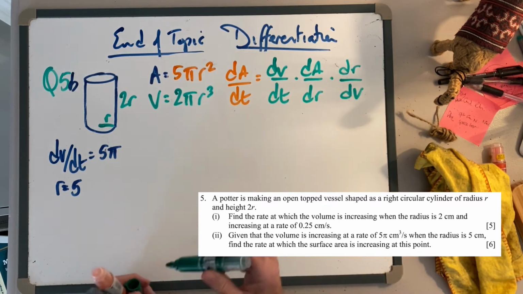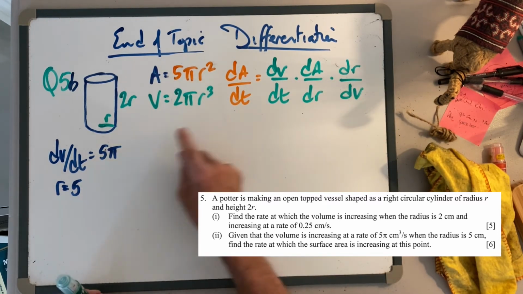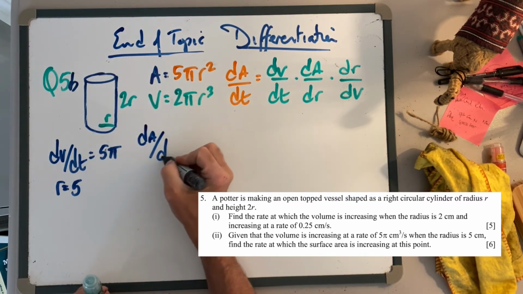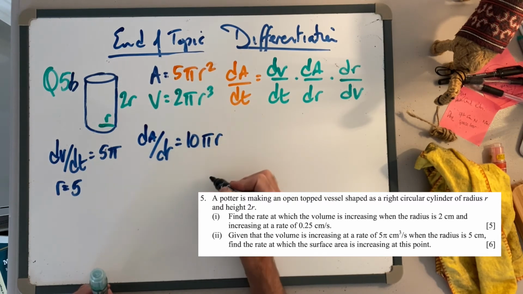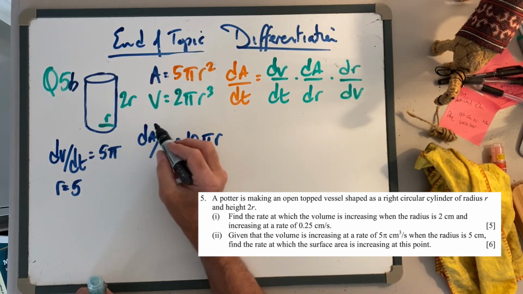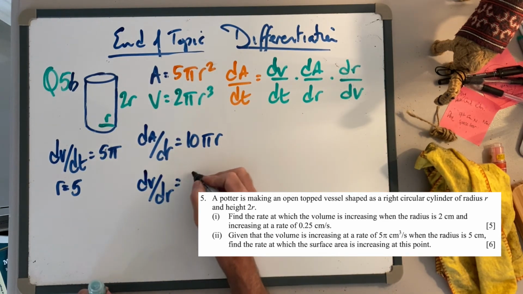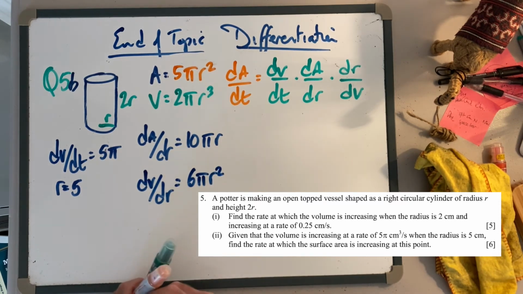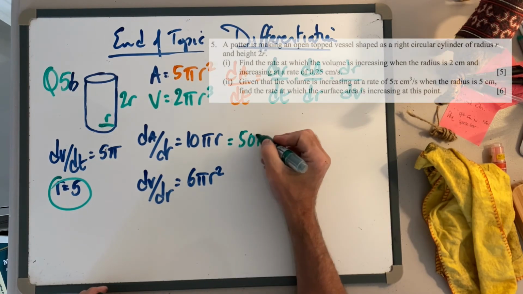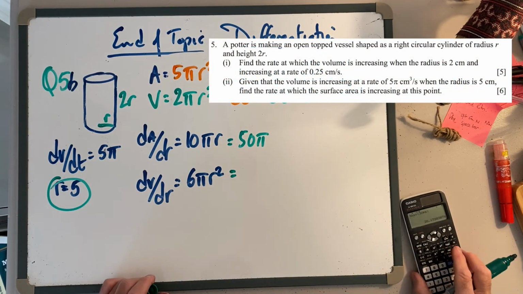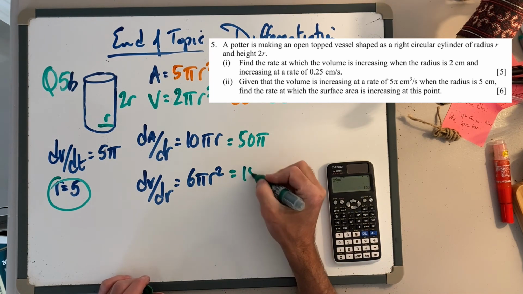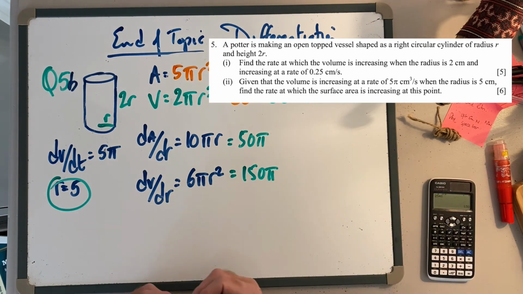Working this out, I've got dV/dt already. I've got to find dA/dr. So if I differentiate with respect to r, I get 10 pi r. And for dr/dV, we've already done this in the previous question, but it's the other way around. So I'm first going to do dV/dr, and then do the reciprocal of that. So it's 6 pi r squared, and then just do the reciprocal. When r is 5, dA/dr is 50 pi, and then work out this one here. It's 25 times 6, and you just don't want to make silly mistakes here. So it's 150 pi, because that way you can make utterly ridiculous mistakes.